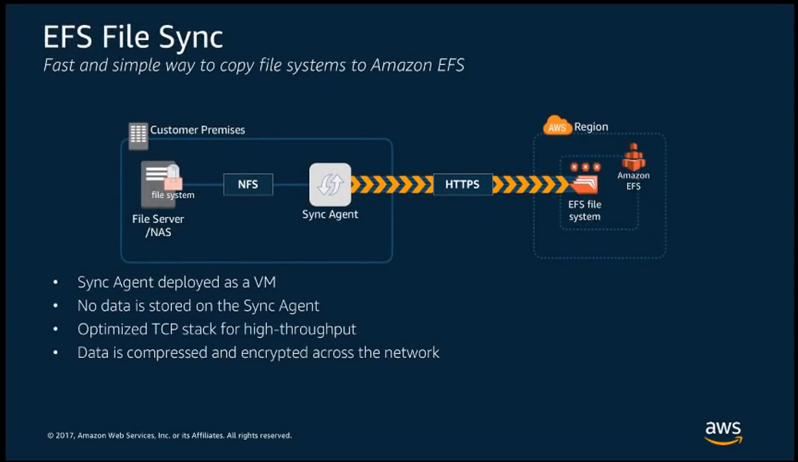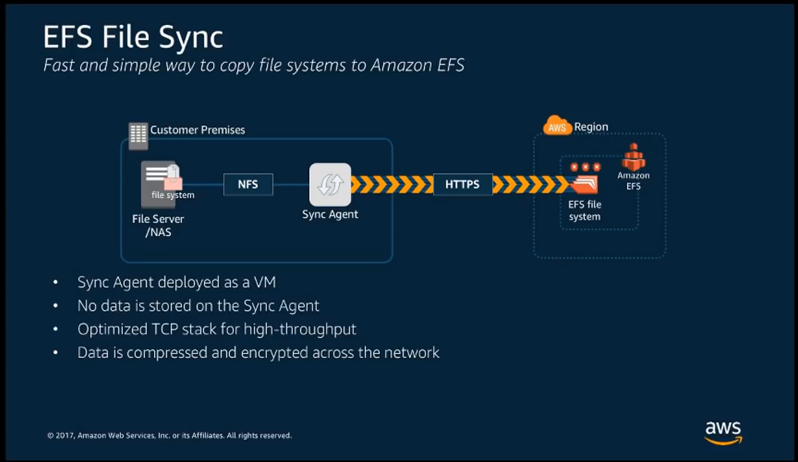So you deploy a sync agent inside of your data center or your regional office, and the sync agent is a virtual machine. So you would download this virtual machine, you deploy it in your environment, and then it connects via NFS to a file server or a NAS device. So you'll have an NFS export of a file system. We'll connect to that file system, and you can copy everything in that file system, or you can connect directly to a subdirectory and just move the subdirectory.